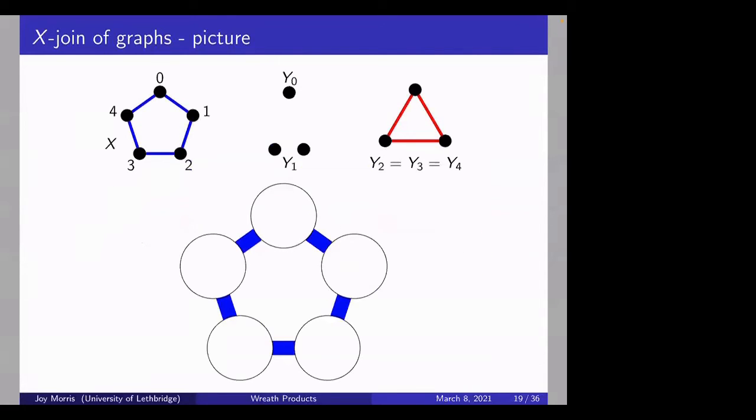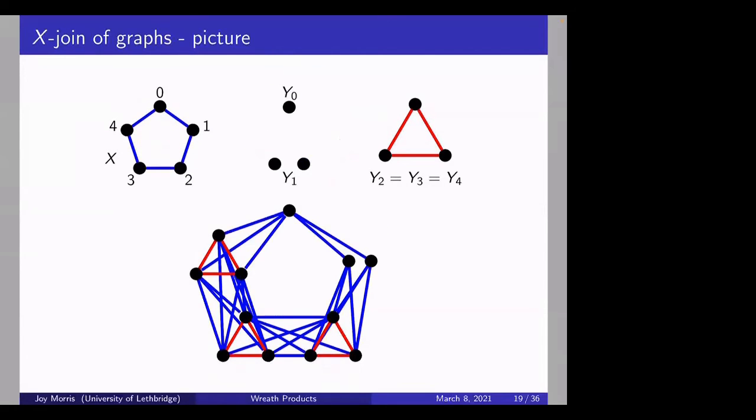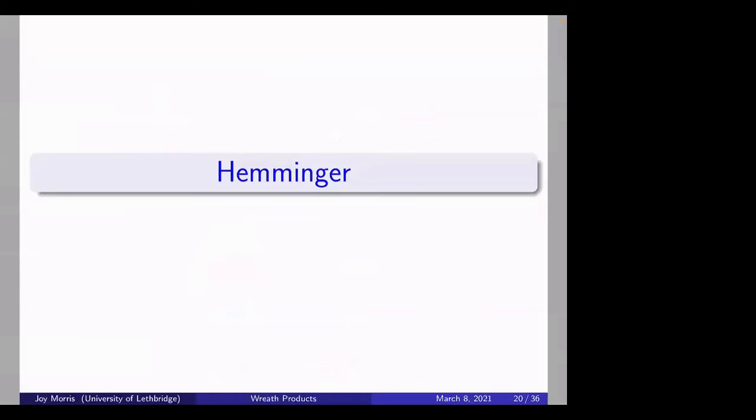And the idea, again, is just the same. I blow up X, and where the 0 vertex was, I stick Y0. Where the 1 vertex was, I stick Y1. And where the 2, 3, and 4 vertices were, I'm sticking Y2, Y3, and Y4. And again, I replace these big fat blue edges then by every possible edge between the corresponding copies of those graphs. So this is the X join of graphs, and that was the other really new idea that Sabidussi introduced in this 1961 paper. So that brings me to the work of Hemminger, who was the next significant contributor to this.